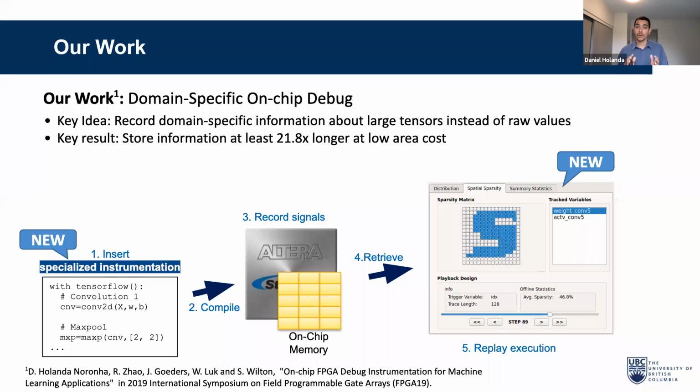So in other words, we're recording domain-specific information about large tensors, large activations, large weights, instead of tracking the raw values. And as you see here, one of the main takeaways of this presentation is that we can store, at least in the worst case scenario, 21.8 times more information than in previous work. Actually, depending on the way that you're observing the data, you can record it for hundreds of times more, like thousands of times more than in previous work. And the main differences here so far are the domain-specific instrumentation, as well as the user interface.